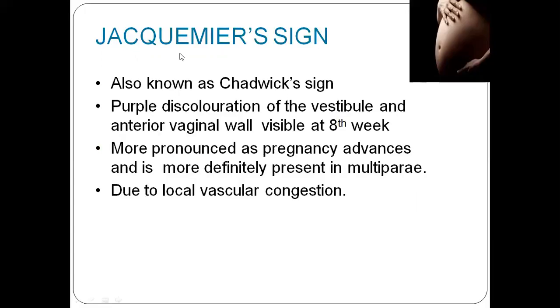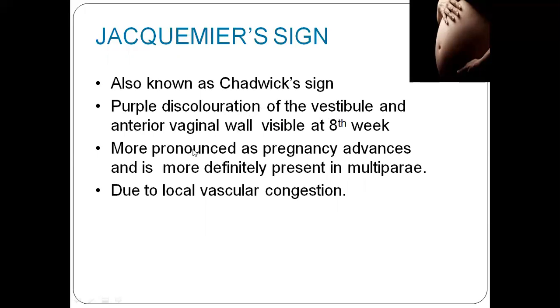Now, what is Jacquemier's sign? As we said, it is otherwise known as Chadwick sign. Here the anterior vaginal wall and the vestibule change in color from pink to purple. That is known as Jacquemier's sign, and it is visible at the 8th week. So, purple discoloration of the vestibule and the anterior vaginal wall is known as Jacquemier's sign or Chadwick sign.